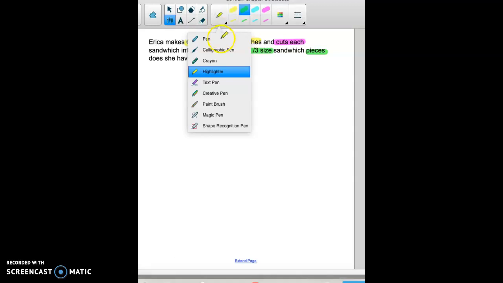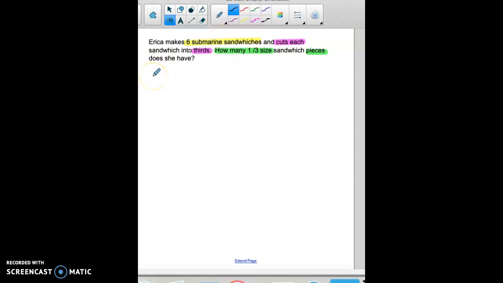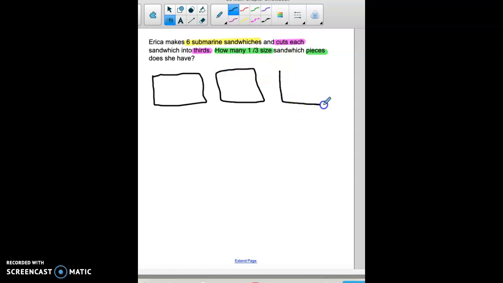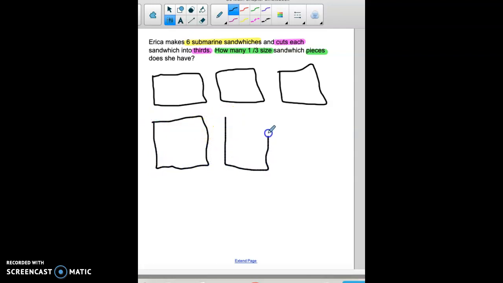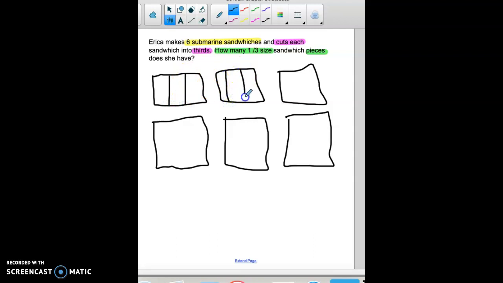So before we write the equation, let's draw our diagram or our picture. So first you'll draw the 6 submarine sandwiches. Three, 4, 5, 6. So here are Erica's 6 submarine sandwiches, and she cuts each sandwich into thirds. So each sandwich is cut into thirds.